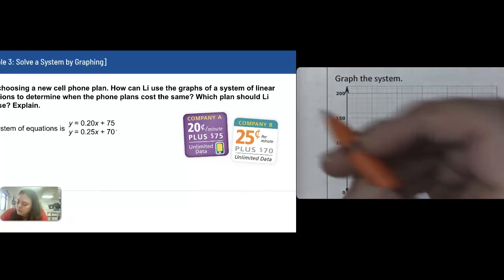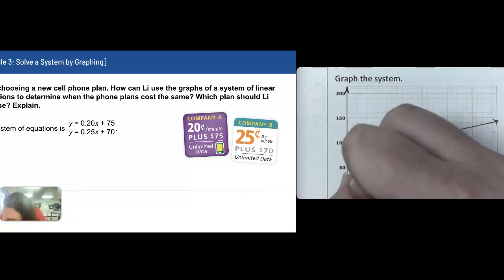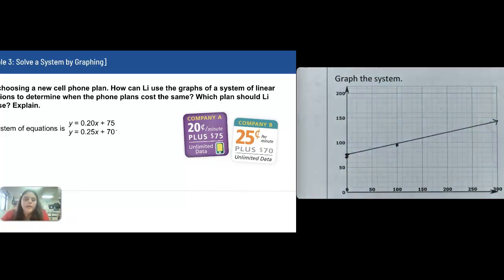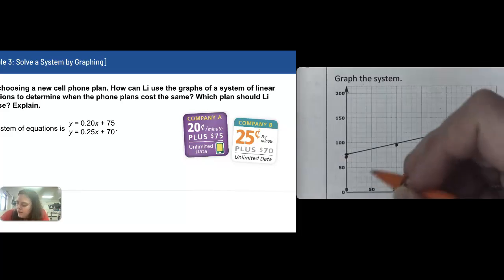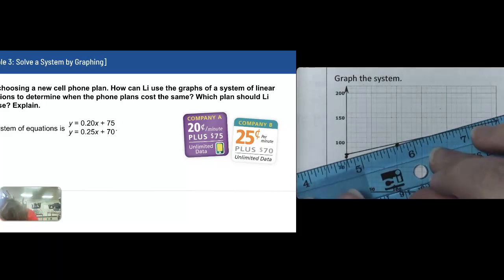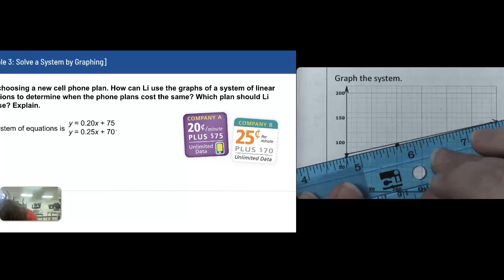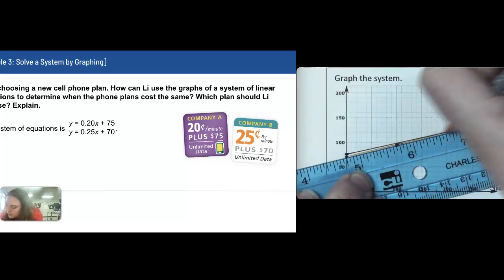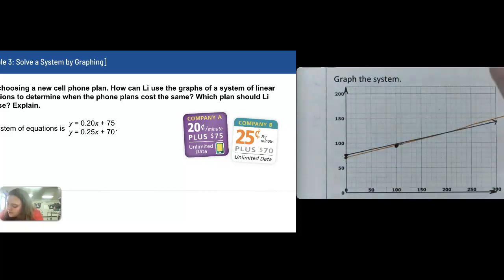The other one starts at 70, so just below there. And let's plug in 100 to see what we get. 100 times 0.25 is 25, and 25 plus 70 is 95. So we actually hit the exact same spot. Let's see if I can get it this time. Well, that's not very good.